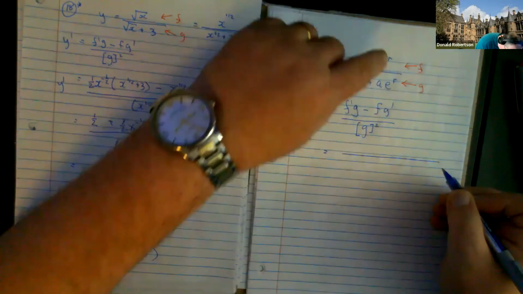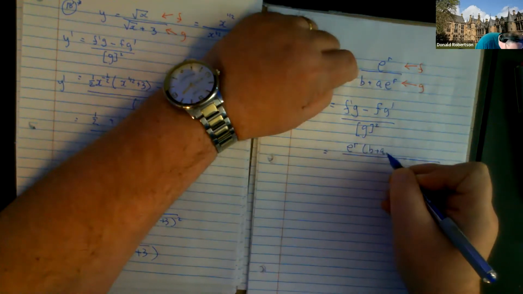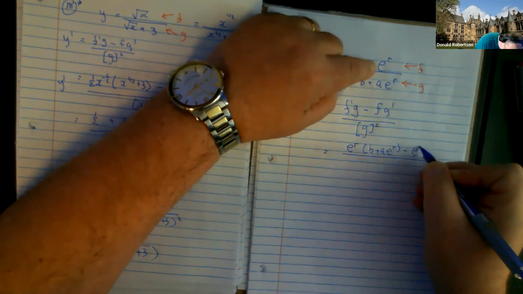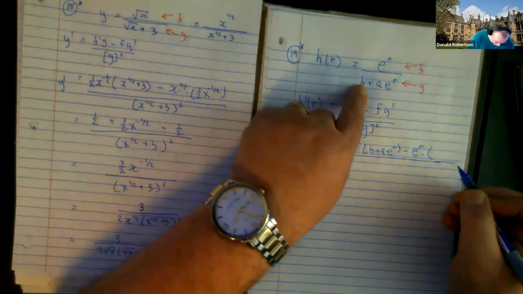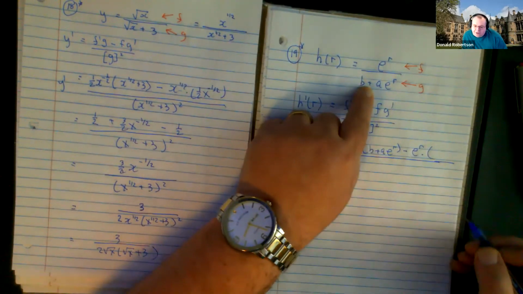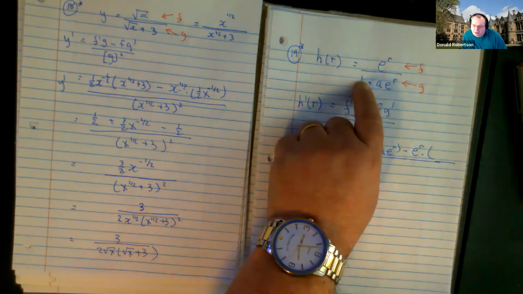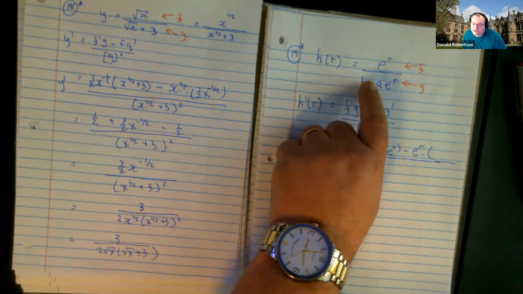Differentiate the top, you get e to the r, leave the bottom alone. Take away, leave the top alone, and then multiply by the derivative of the bottom. So this says b plus a e to the r. With respect to the variable r, what is the derivative of b plus a e to the r?